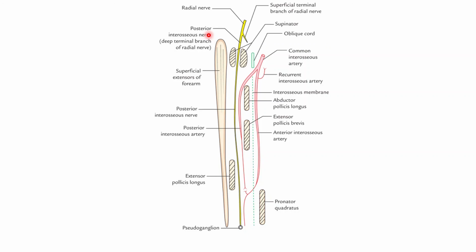So this is about the superficial muscles of the posterior compartment, which are 7 in number, along with the nerve supply, the blood supply and the actions. We will look in detail at the deep muscles of the posterior compartment in our next video.